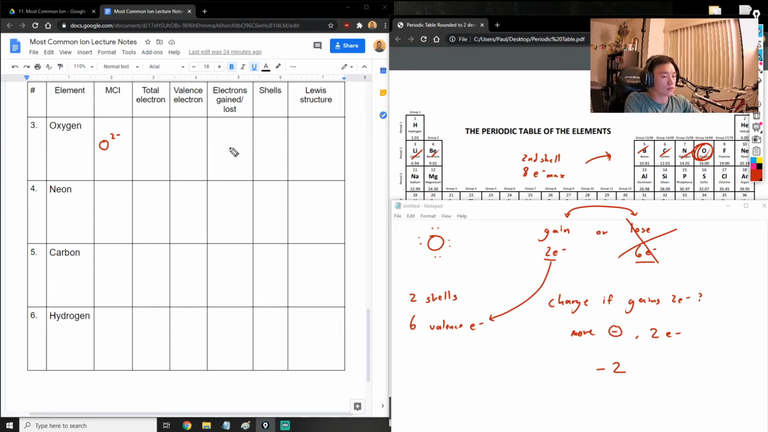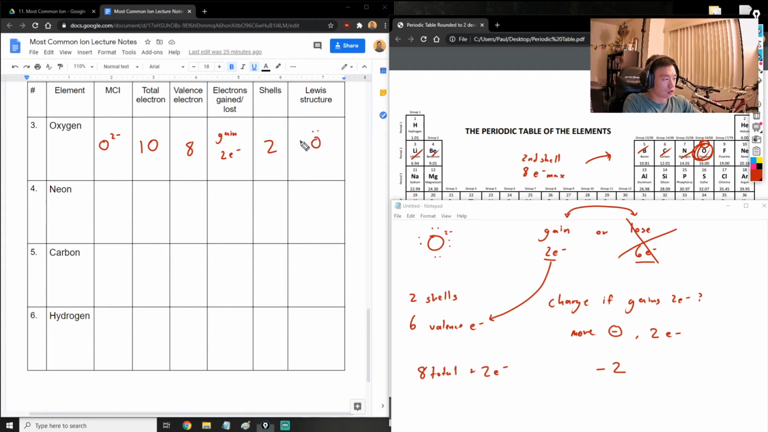The total number of electrons is whatever electrons you started with. Oxygen is number 8. It was 8 total electrons plus 2 since it gains 2. It's going to be 10 electrons. And for the valence electrons, we just added 2 to the outside. And if you notice, there's 8 on the outside now. How many did it gain or lose? It gained 2 electrons. And it still has 2 shells because all we did was fill up the shell.